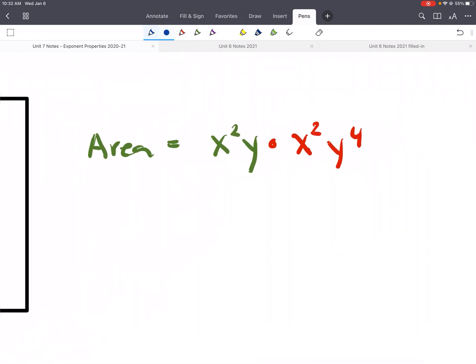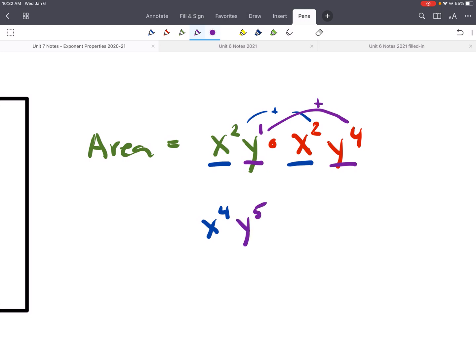So here we have like bases. That's x to the 2 times x to the 2. Well, that's x to the 4. So we just add those exponents. And then for the other, we have our y's. We have two y's. Again, we can write an exponent of 1 if the exponent's not there. And then we're just going to add those two together. So that's y to the 5th.